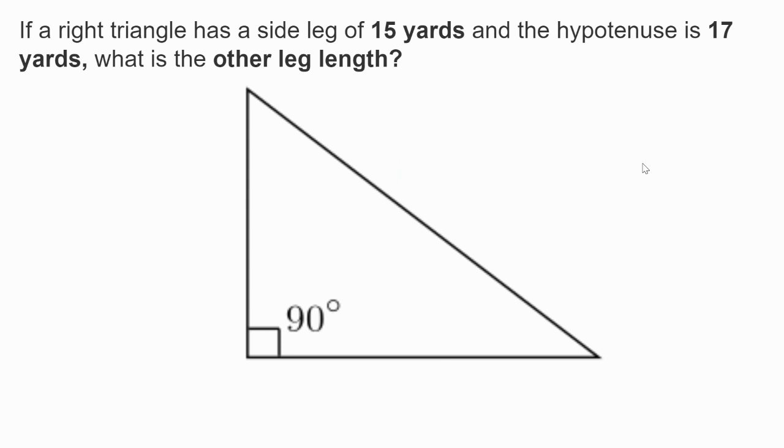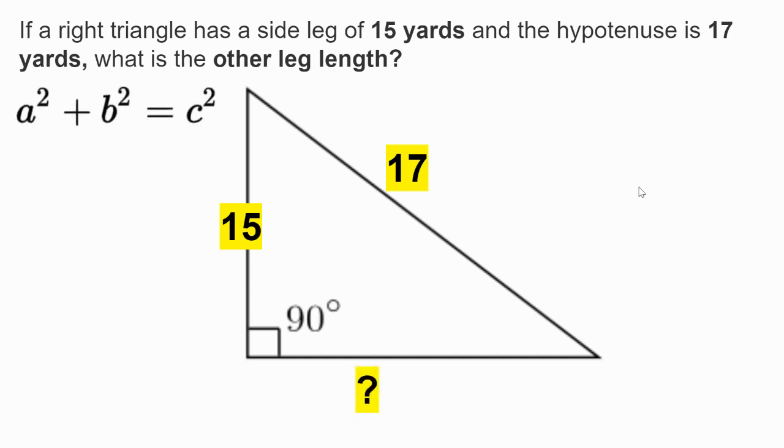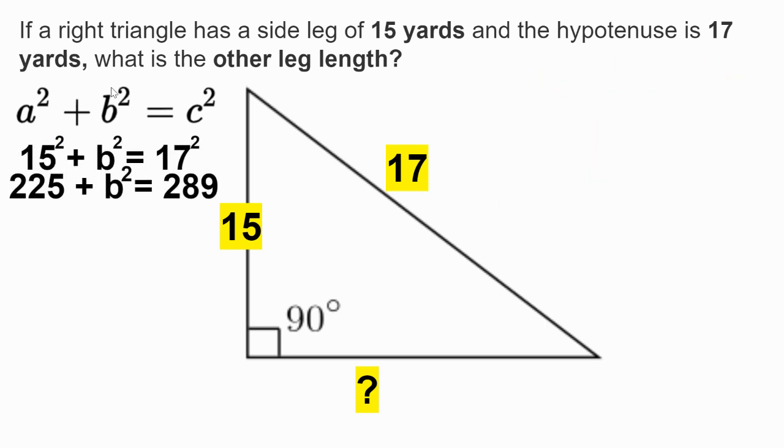If a right triangle has a side length of 15 yards and the hypotenuse is 17 yards, what is the other leg length? So once again, starting with the hypotenuse is the longest side, and we can put the 15 on either side. We're trying to find that other leg length. So we'll plug our numbers, our variables, in for the equation. And remember, we're going to use the inverse operations to solve. So we plugged 15 in for a, 17 in for c. We squared those. 15 times 15 is 225. 17 times 17 is 289.